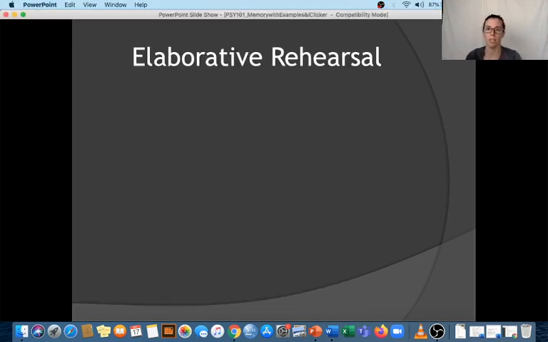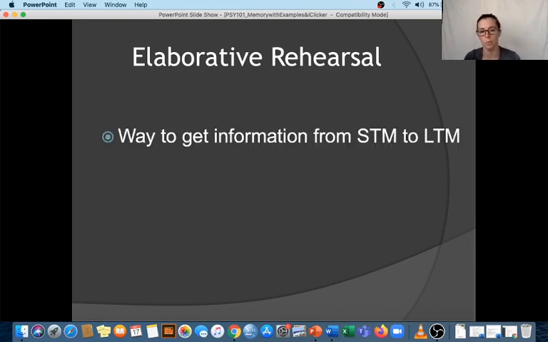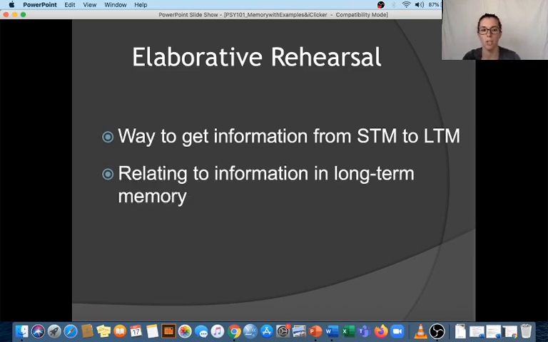Okay, so now we're moving on to ways in which you can increase getting information into your long-term memory. Okay, so this is ways you should study to get more information into your long-term memory. The first is elaborative rehearsal. Elaborative rehearsal is a way to get info from short-term to long-term memory. Like I said, what you do is you relate the information to information that already exists in your long-term memory. So the best thing that will help you get information out of your memory stores is that it's connected to lots of different things in your memory. Okay, so you want to connect it to something you already know.